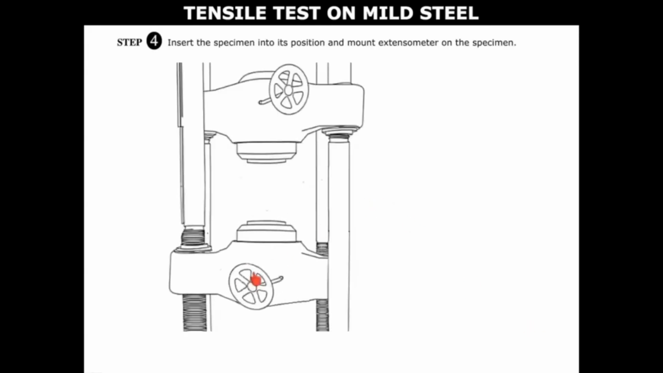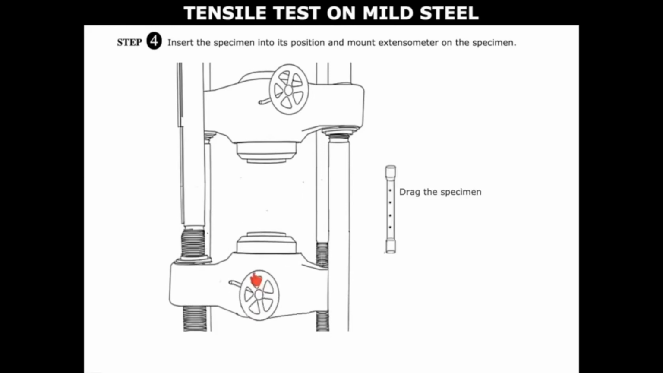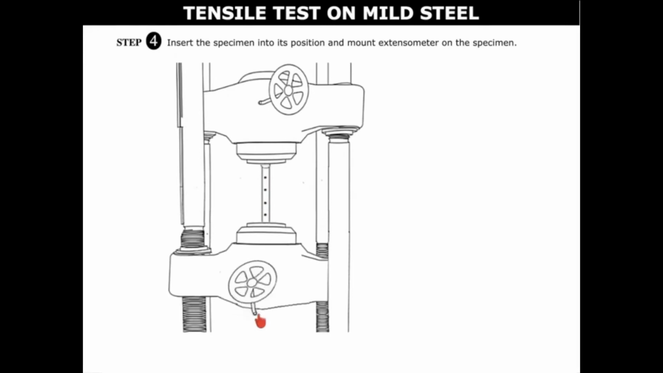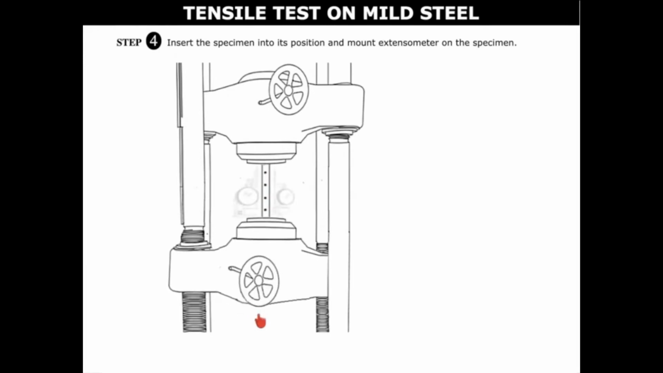Click on the rotating lever to lower the machine bottom part. Now drag the specimen and place it in its position. Now click on this lever once again to adjust the height. Then the dial gauge is mounted here.